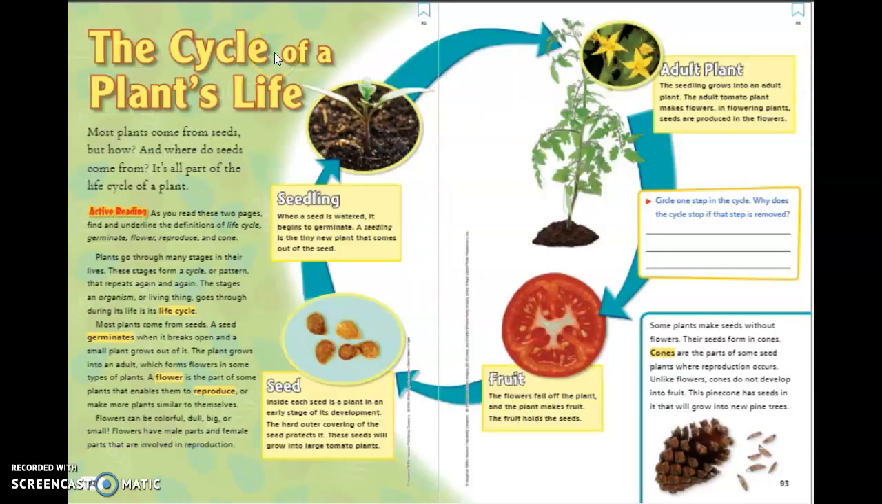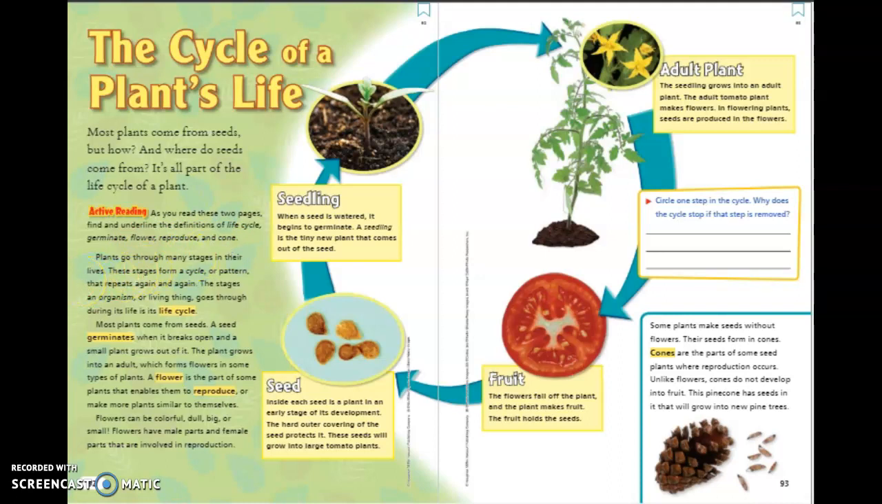Page 92, the cycle of a plant's life. Most plants come from seeds, but how? And where do seeds come from? It's all part of the life cycle of a plant. Active reading. As you read these 2 pages, find and underline the definitions of life cycle, germinate, flower, reproduce, and cone. So when you find the definition, we want to underline it.